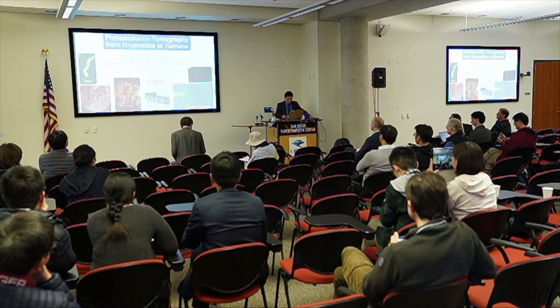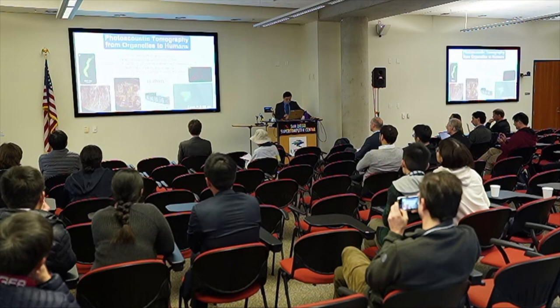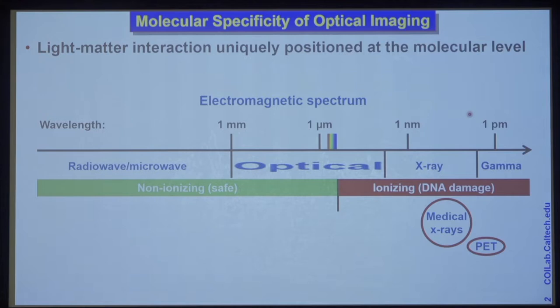So I'll be talking about imaging technique. This provides multi-scale imaging from organelles all the way to human organ levels. First of all, why optical imaging? Over the entire EM spectrum, which covers at least 20 orders of magnitude in terms of photon energy or wavelength, light occupies this tiny region, but this is the only region that provides molecular specificity.